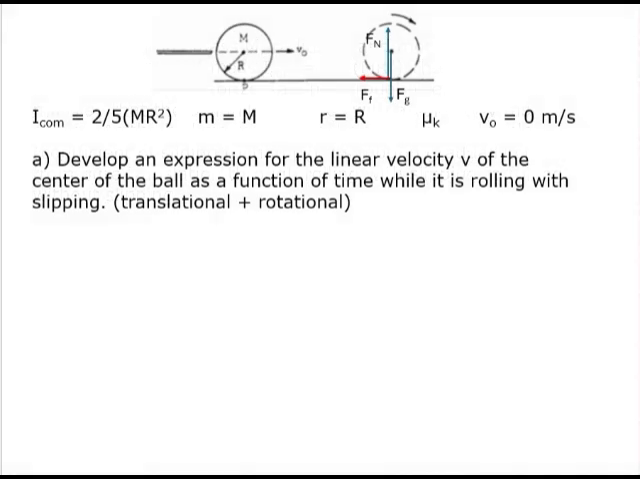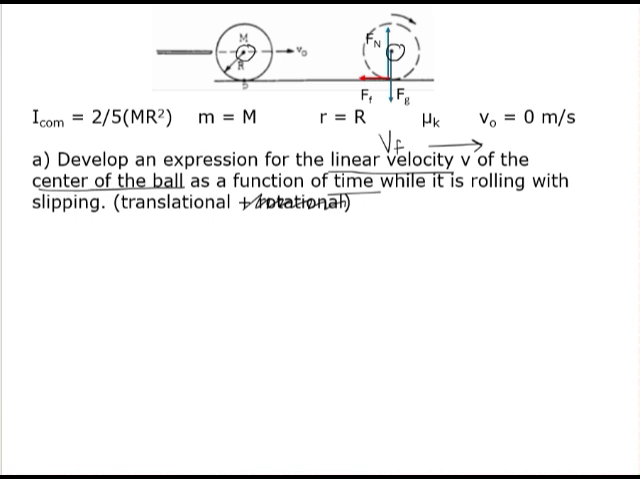We want to develop an expression for the linear velocity. So we're talking about velocity at a particular time, in other words, a translational velocity only, of the center of the ball, which is great because that tells us that this is pretty much consistent whether it's translational or rolling, and then as a function of time. So what we're looking at at this point is just the translational part.